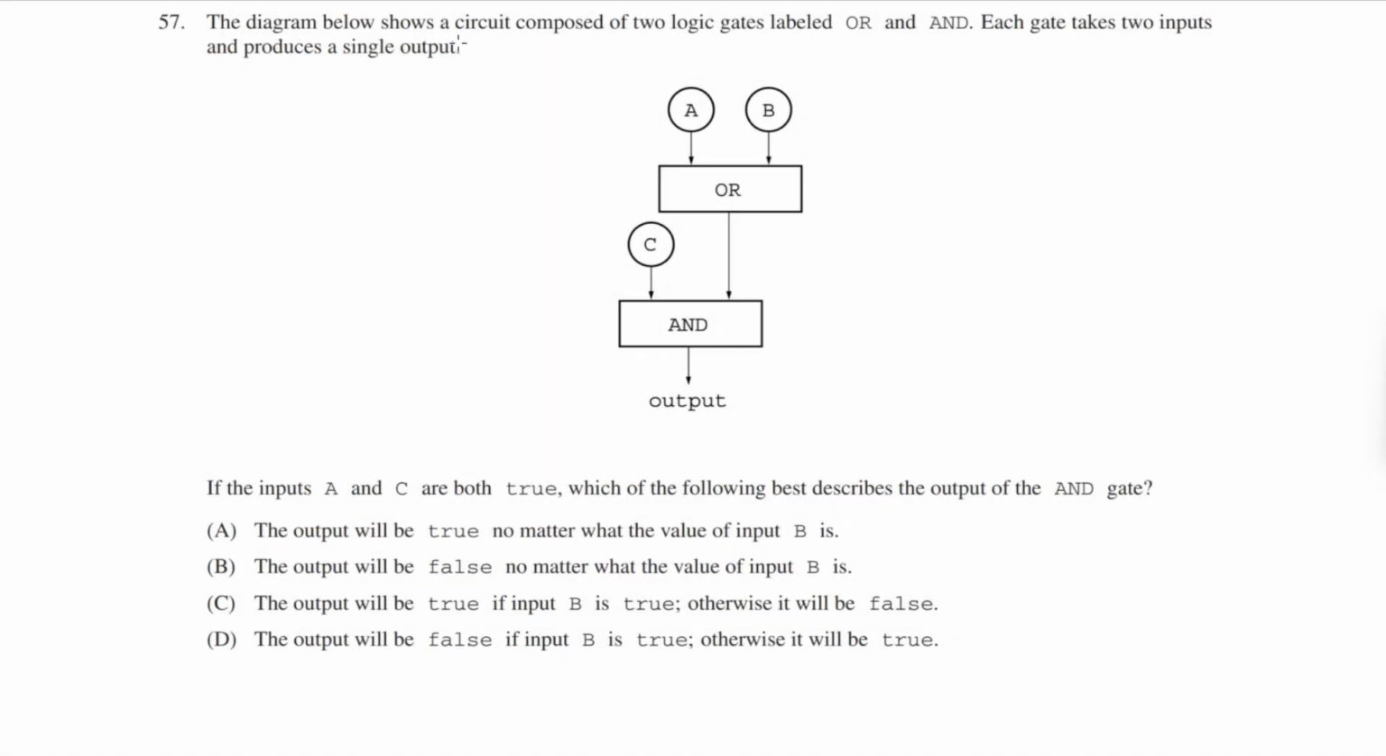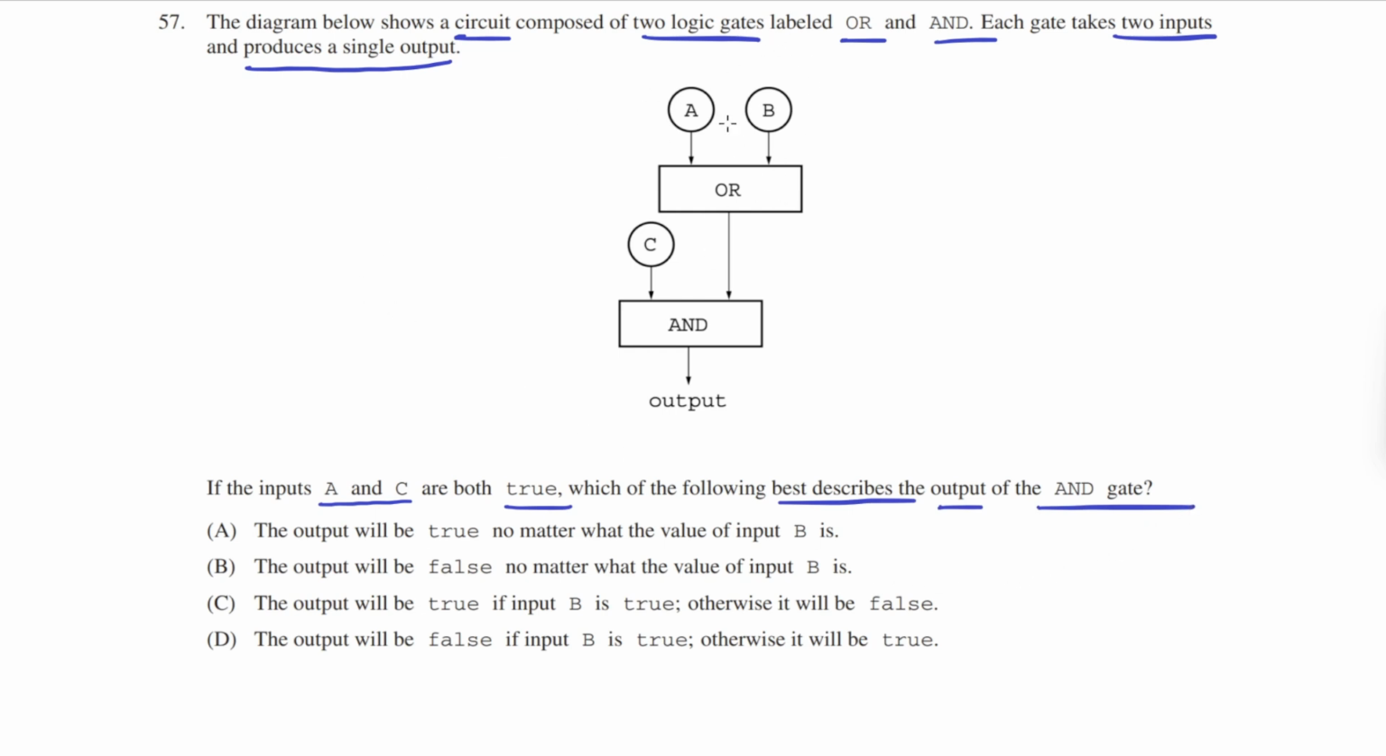The diagram below shows a circuit composed of two logic gates labeled OR and AND. Each gate takes two inputs and produces a single output. If the inputs A and C are both true, the following best describes the output of the AND gate.